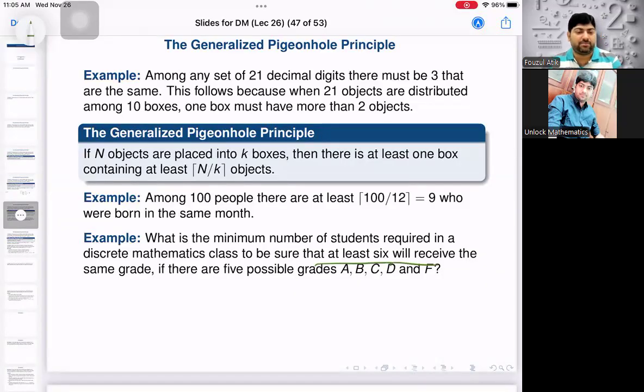Now it is possible that all may get A, or all may get A and B, but you cannot guarantee that. What you can guarantee is the minimum number of students so that at least 6 will receive the same grade, whatever the grade may be. Let n be the minimum number of students required.